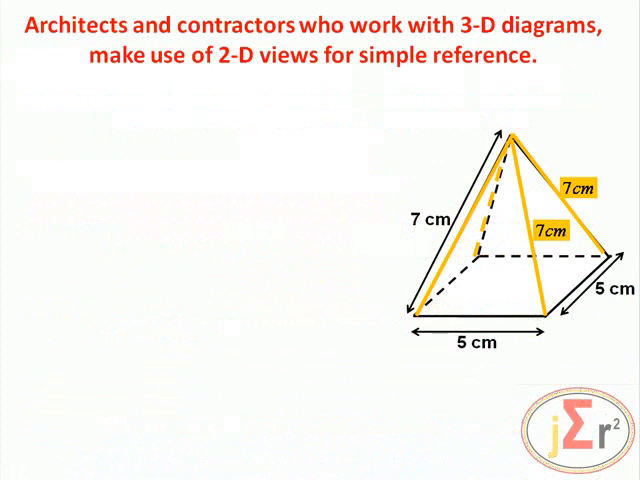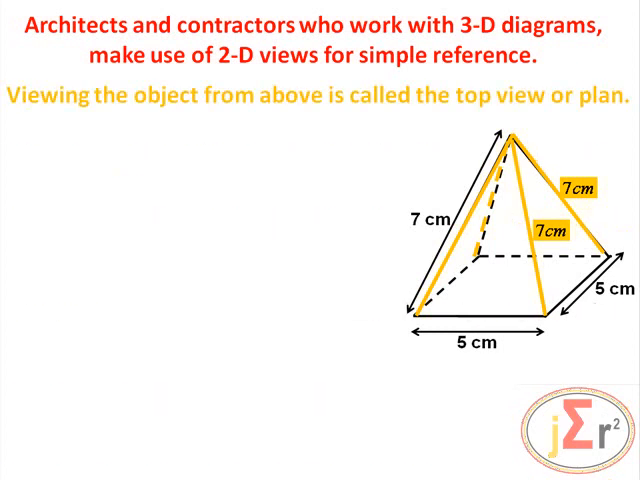Architects and contractors who work with 3-dimensional diagrams make use of 2-dimensional views for simple reference. So the architects, the draftsmen, the contractors, they all make use of 3-dimensional diagrams. However, the 3-dimensional diagram will be accompanied by 2-dimensional representation of some of the features of the diagram.